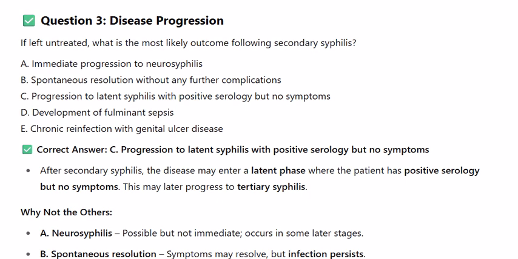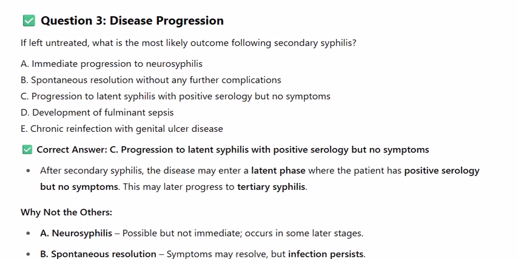Question 3. Disease progression. If left untreated, what is the most likely outcome following secondary syphilis? A. Immediate progression to neurosyphilis. B. Spontaneous resolution without any further complications. C. Progression to latent syphilis with positive serology but no symptoms. D. Development of fulminant sepsis. E. Chronic reinfection with genital ulcer disease.